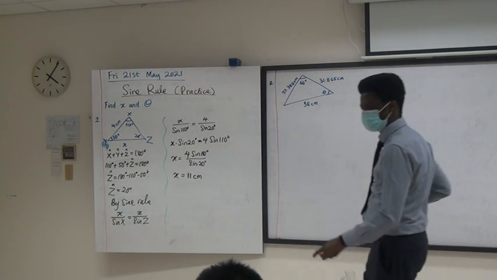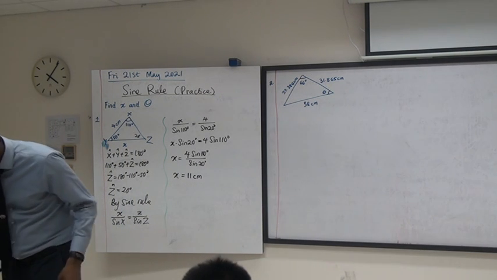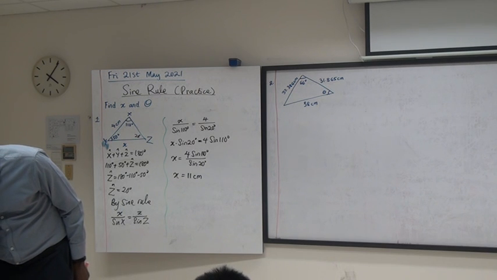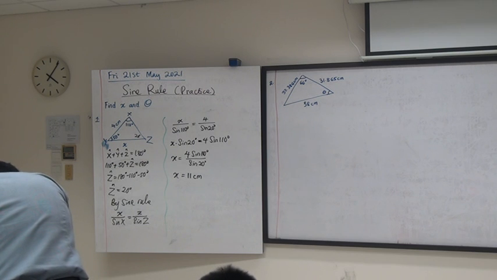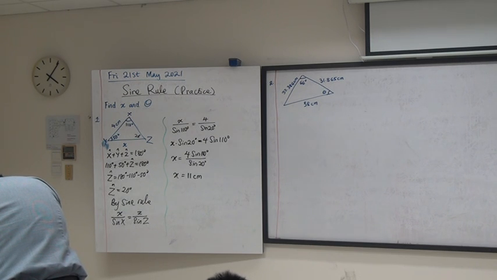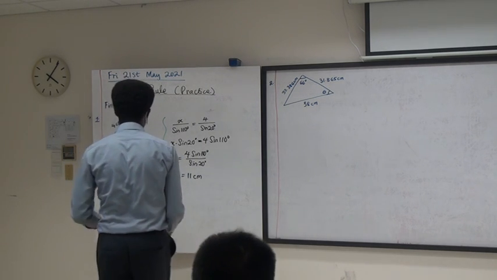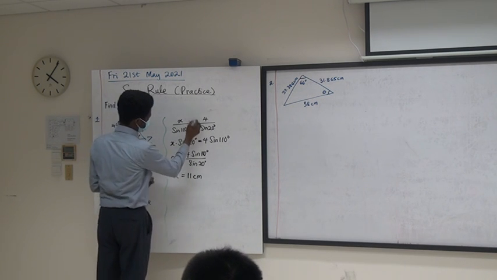Everyone, you ready? That's not 12. What did you find? That can never be 12. Let me see. X over sine X. What did you write? 45? So when you cross multiply this times this? This isn't it.